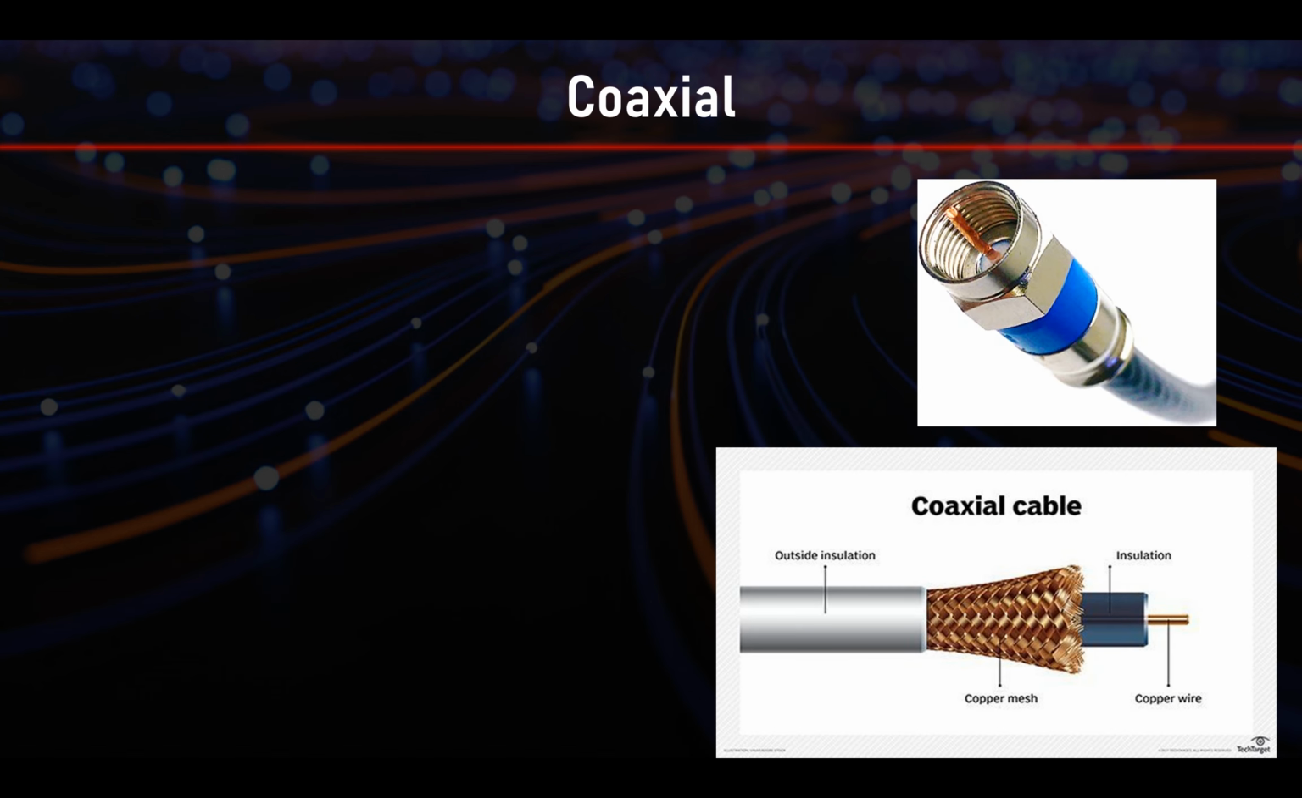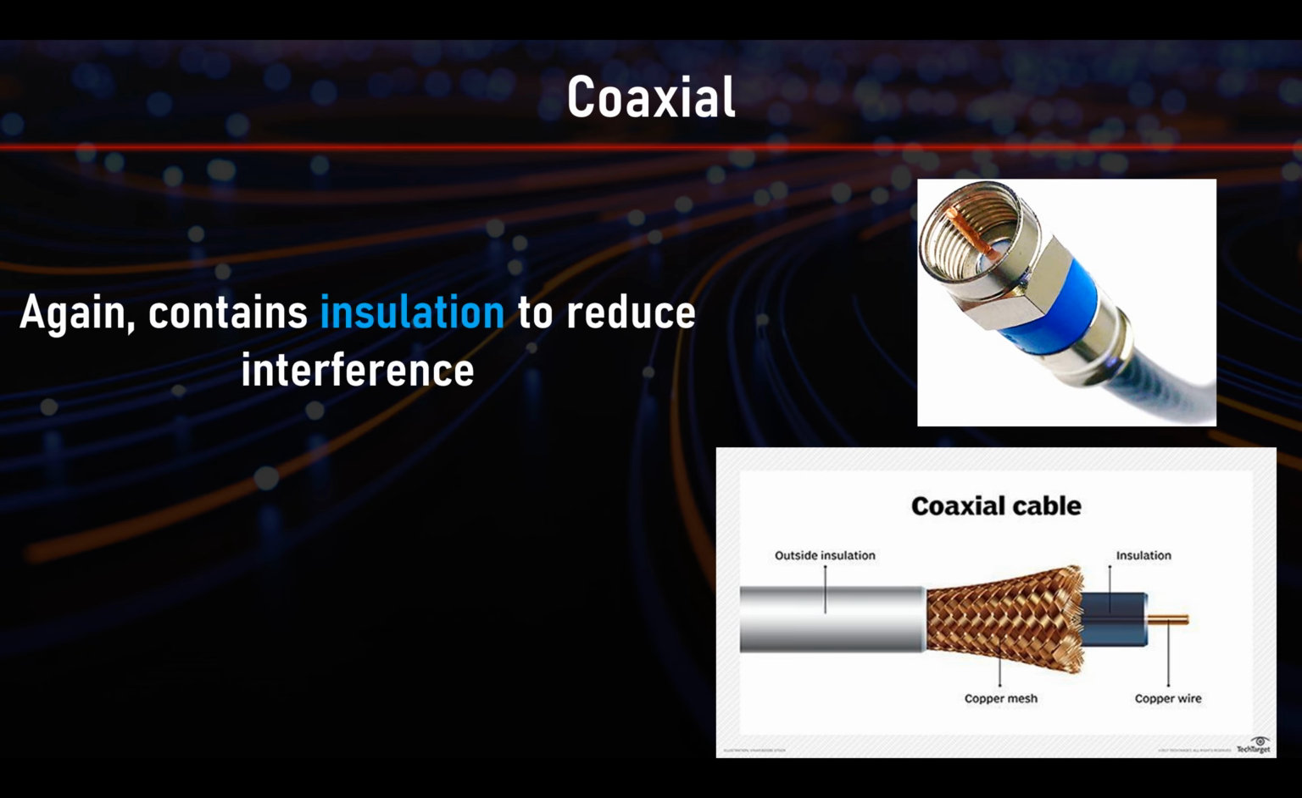Then if we look at the next one, this is basically just an improvement on twisted pair, even though it's older. Again, it contains insulation to reduce the interference. Here they say outer insulation, and I think the copper mesh is also going to be insulation. So there are kind of 3 layers of insulation, really.